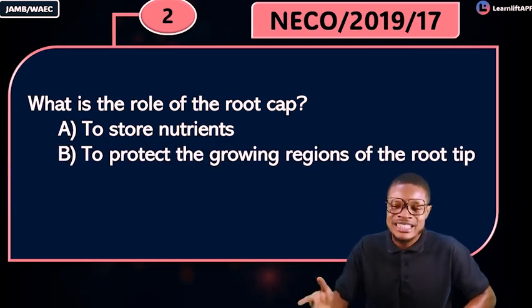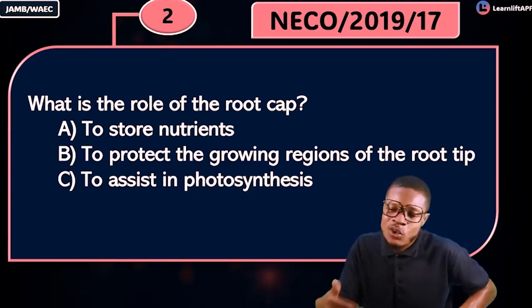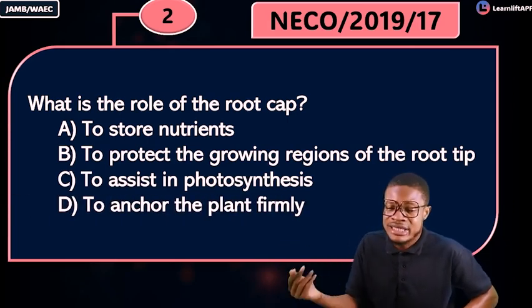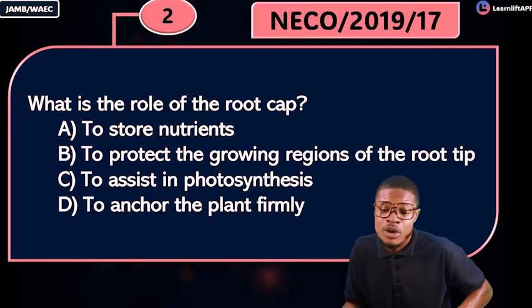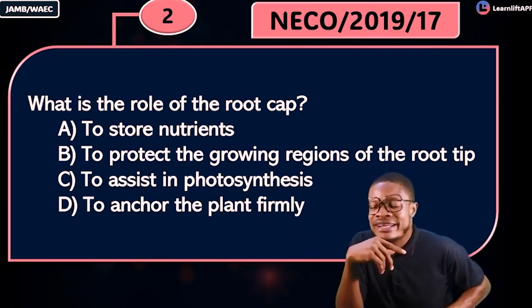Option B says to protect the growing region of the root tip. Okay, now. Option C says to assist in photosynthesis. And then option D says to anchor the plant firmly. What is the answer? Good. Clap for yourself.